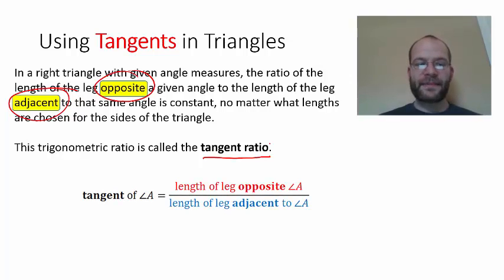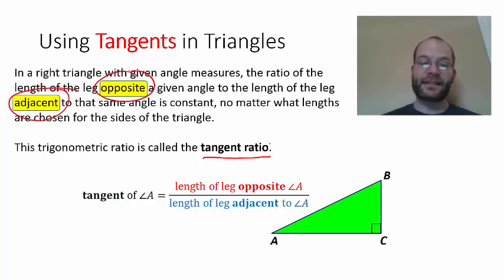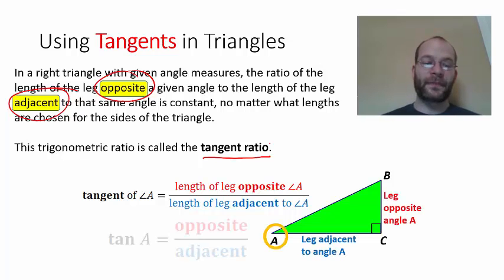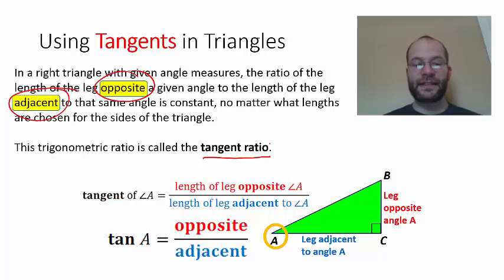We write it this way sometimes. The tangent of angle A is equal to the length of the leg opposite A divided by the length of the leg adjacent to A. It's a little bit much, so generally we write it in short form this way. The tangent of A is equal to opposite over adjacent. Let's look at an example.